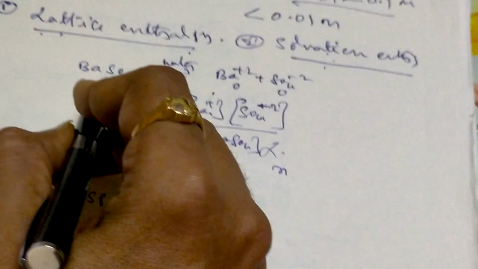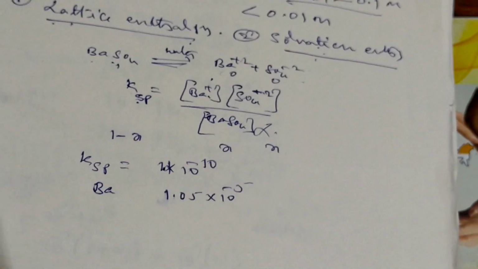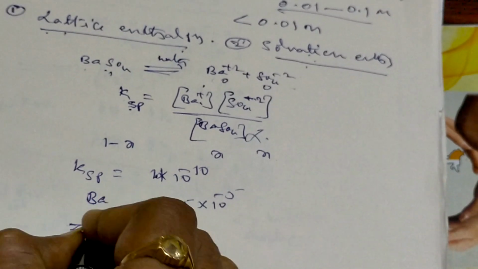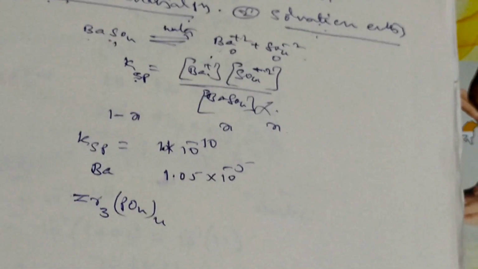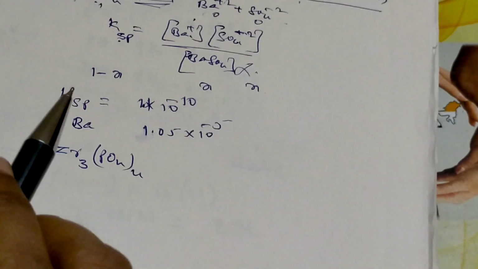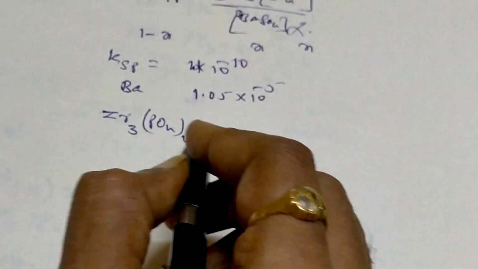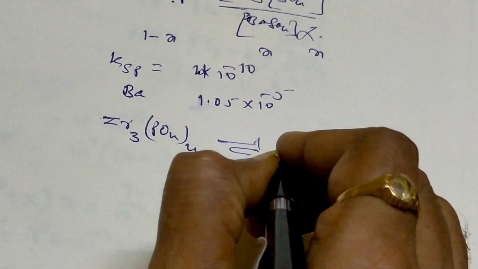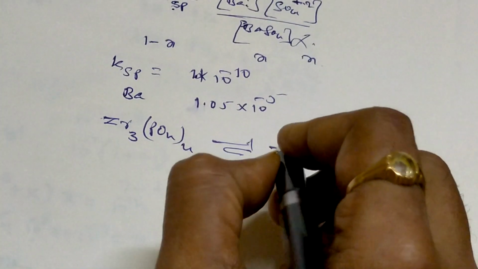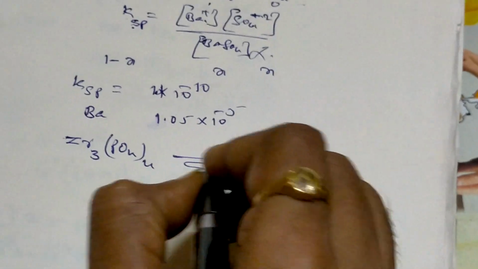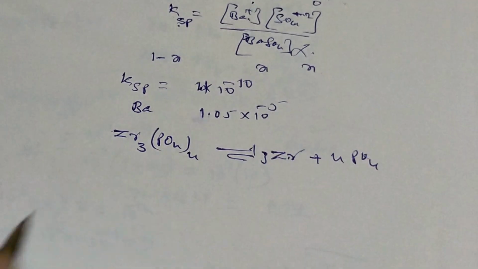Okay, if there are only two ions in the water, then it is very simple and easy. Suppose there is a very large number of ions, for example zirconium phosphate, with 4 ions like this, then how will the solubility be? If you see this, it will be a very big root. It will be like this: zirconium as 3 plus, 4 phosphate, and zirconium 3.